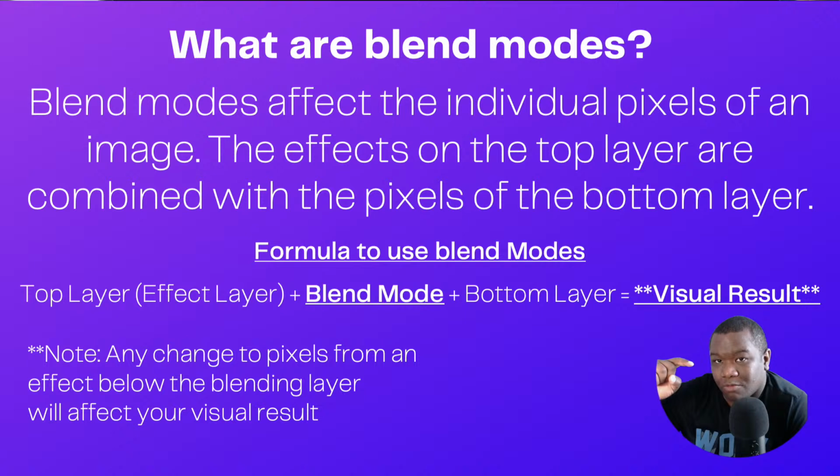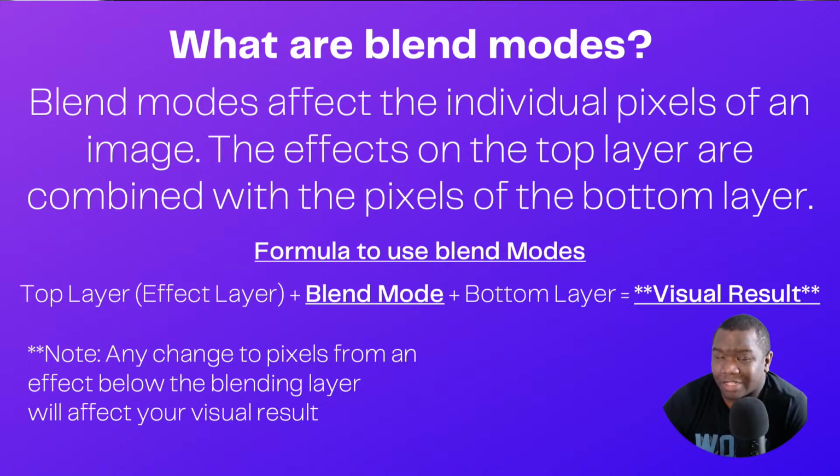You need one layer with information, and then you need another layer with pixels, and then right in between there is the blend mode that will decide how to give you the visual result.